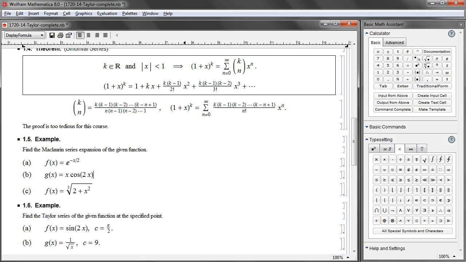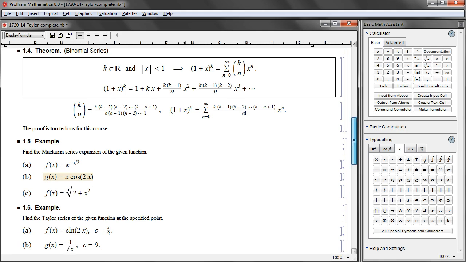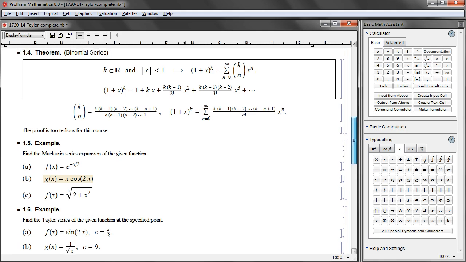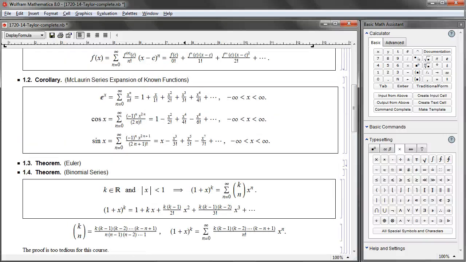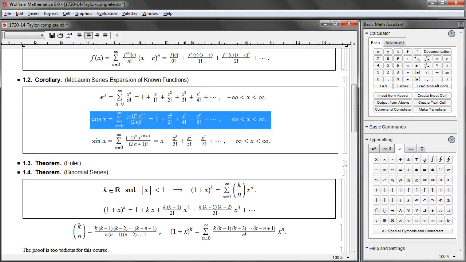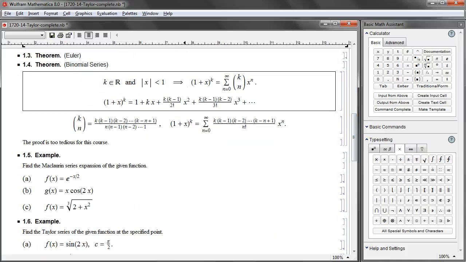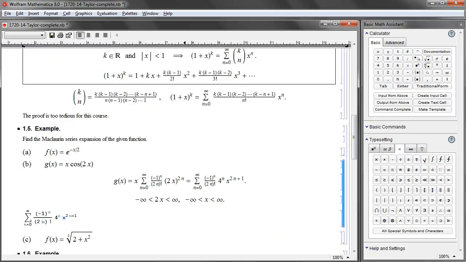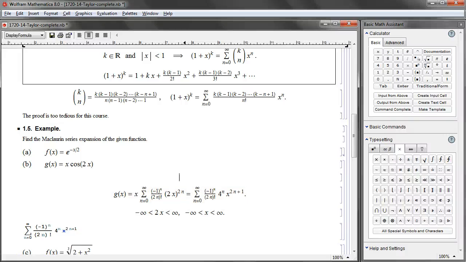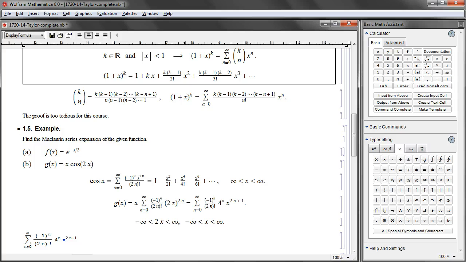How about the next problem here? That's not as simple, but still it's again very easy. All I have to do is go to this expansion of the cosine function, replace x by 2x, and then multiply by x at the end. In short, this is what we want. Here we want to replace x by 2x. Consequently, this is what we did, and we get this infinite sum and multiply by x, so we have x to the 2n plus 1 power.